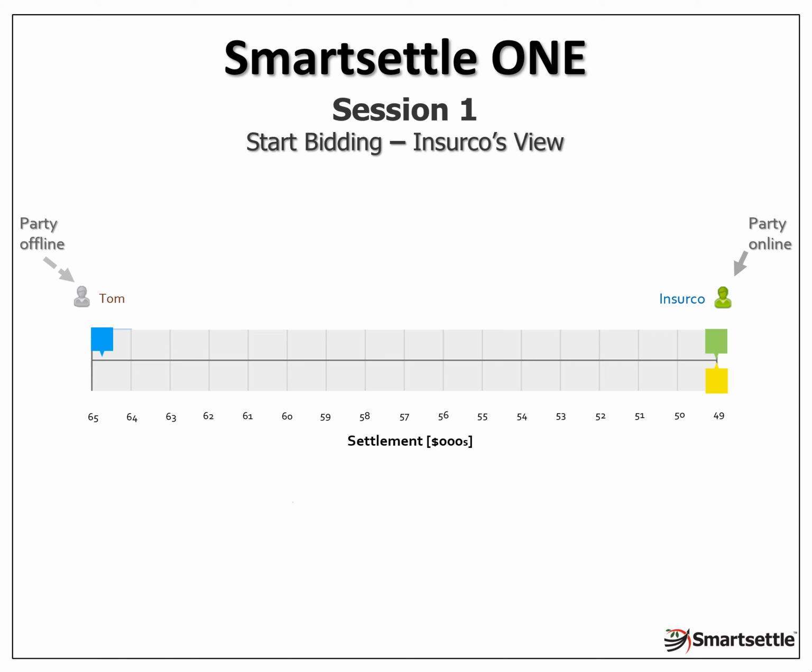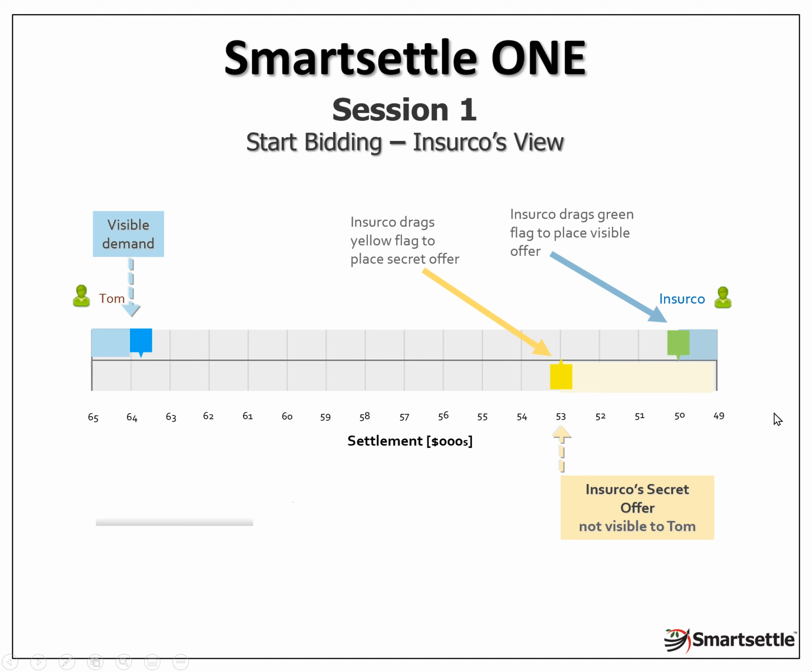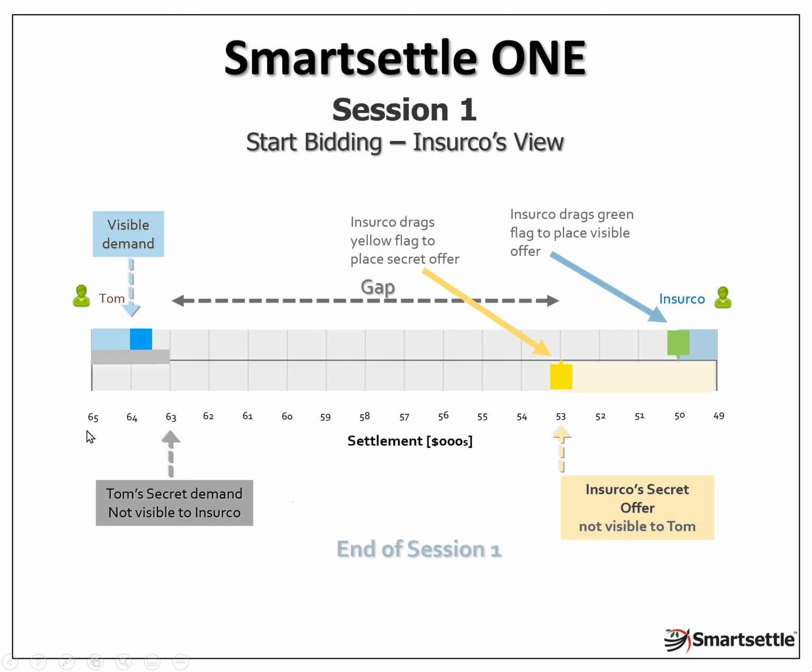And now I'm going to show you Smartsettle ONE. And this is essentially a visual blind bidding tool, and you're looking at it from the point of view of an insurance company, and it moves the flags you see on the top line here, and that's a visual offer that can be seen by Tom, the claimant here. The claimant here started out with asking for 65,000. Insurance can be offered initially 49, has increased this to 50.